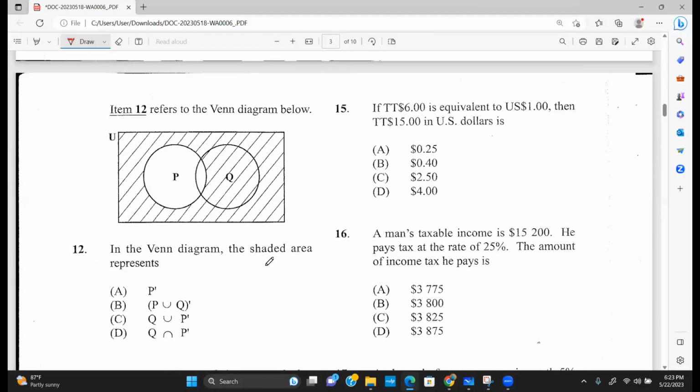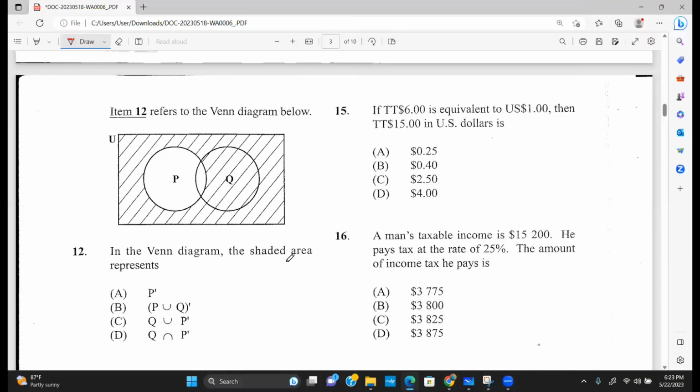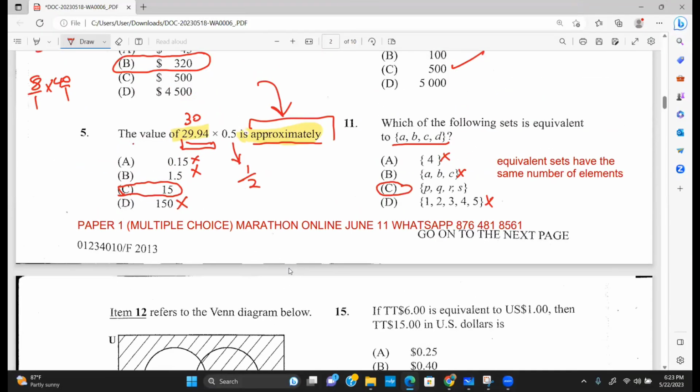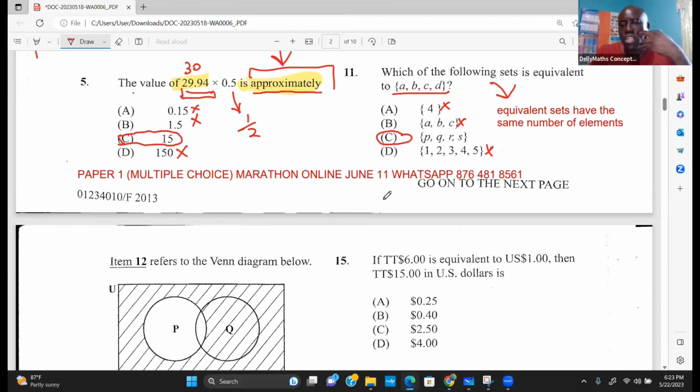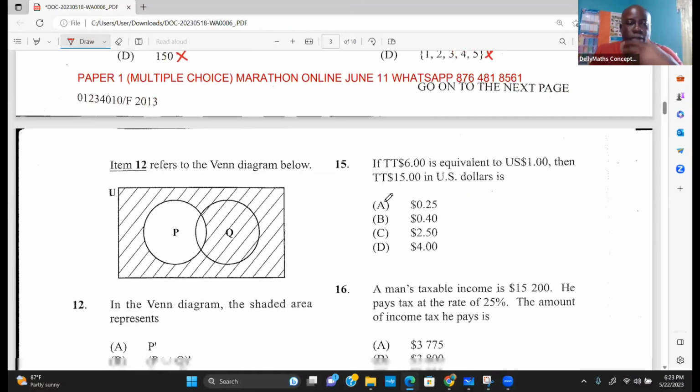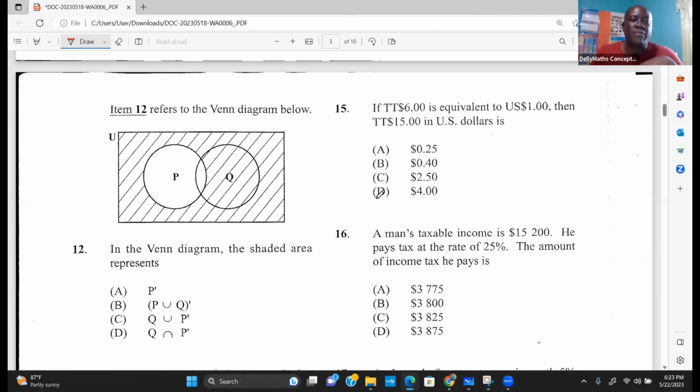Sir, I know why they put the 4 first, sir. They can trick us, sir. Yeah, man, you can't get tricked. That's why I highlighted it. That's why I wrote this, so you understand what it means. The same number of elements. All right, good. So that's what equivalent sets refer to. And that question has been coming for a while.